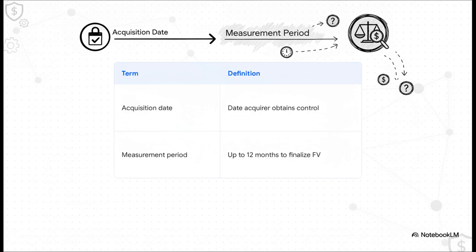So GAAP allows a measurement period, up to 12 months actually, to finalize those fair value measurements. The crucial rule you need to know is that adjustments made during this measurement period, assuming they reflect new information about facts that already existed at the acquisition date, are recorded retroactively to the acquisition date. They are not booked as current period charges.